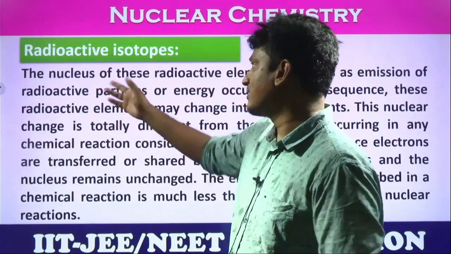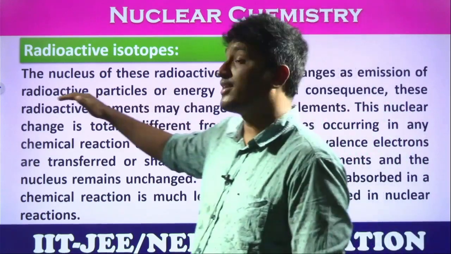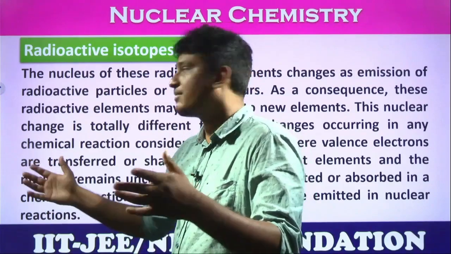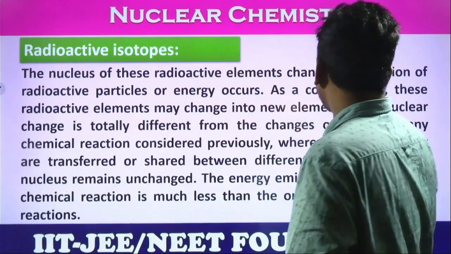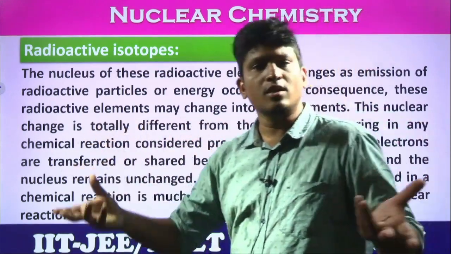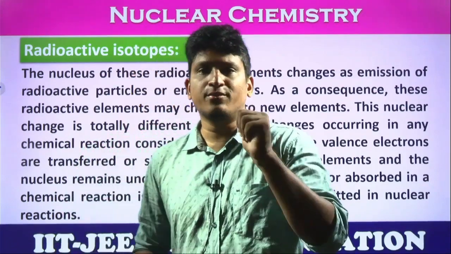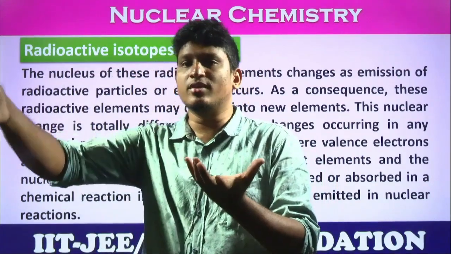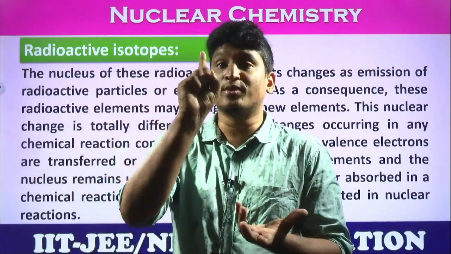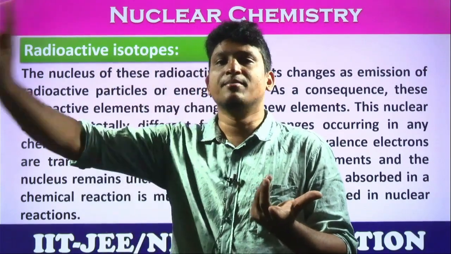So let's see what these radioactive isotopes are. The nucleus of these radioactive elements changes as radioactive particles are emitted. That means these subatomic particles only, students: alpha rays, beta, gamma, or energy occurs. As a consequence, these radioactive elements may change into new elements. If a proton changes, a new element forms. If a neutron changes, does it form a new element? No. If an electron changes, a new element? No. Which subatomic particle? The number of protons. Remember students, if the proton changes, the element changes.